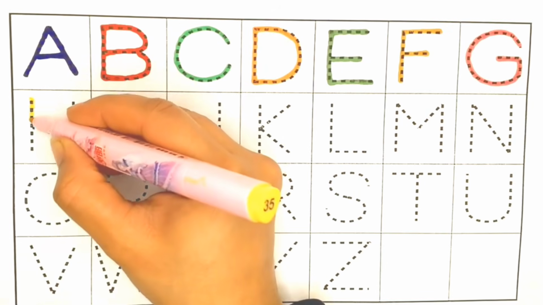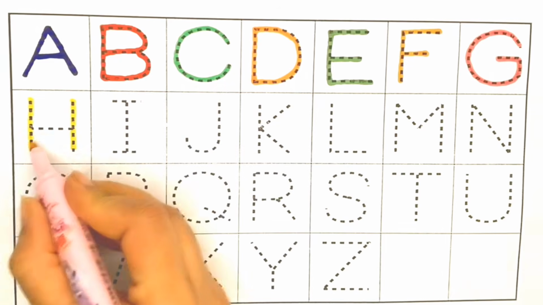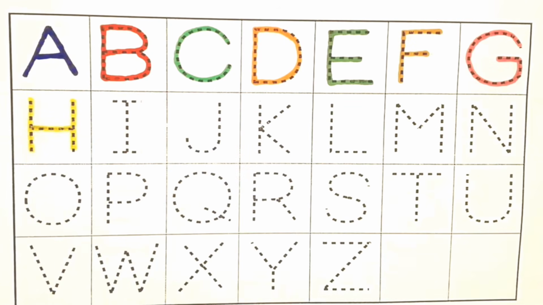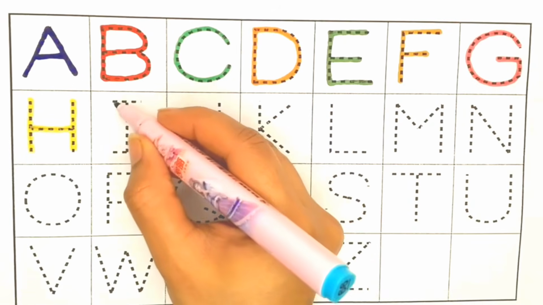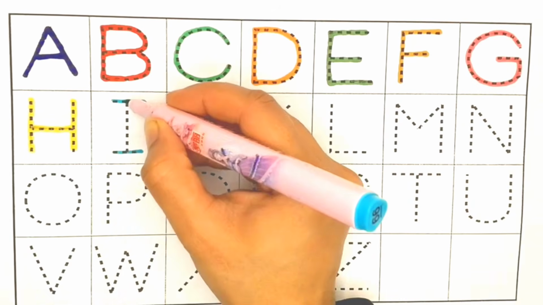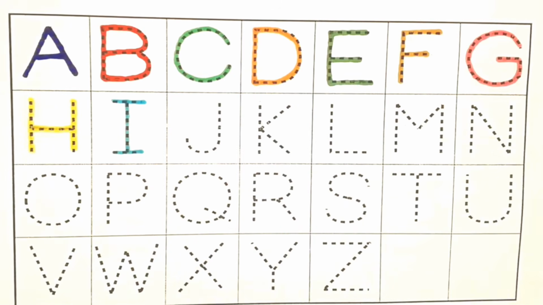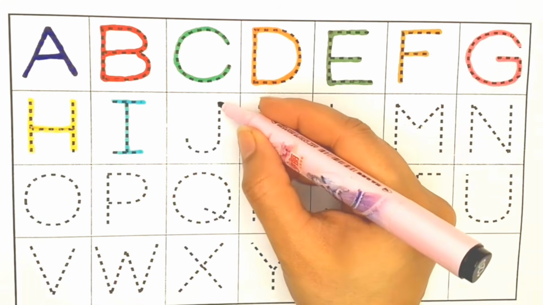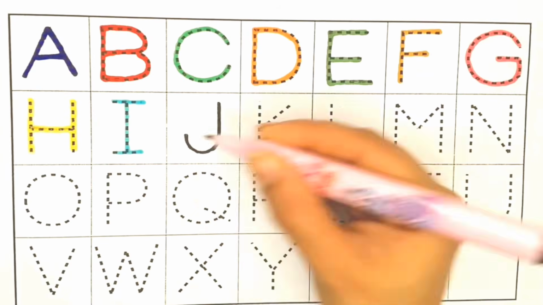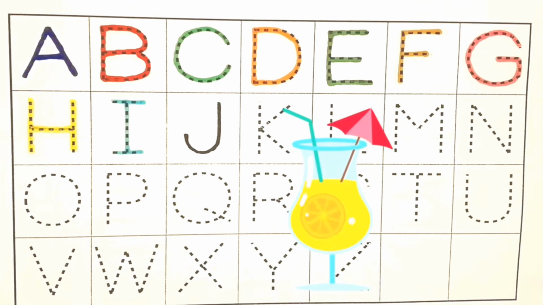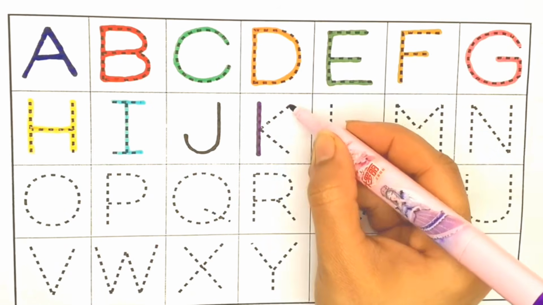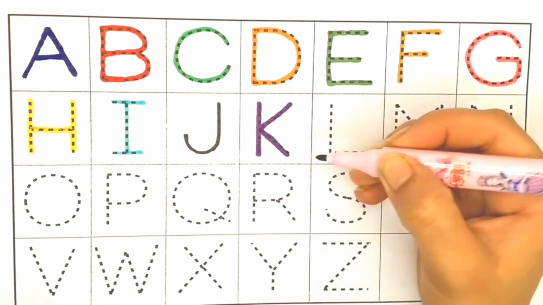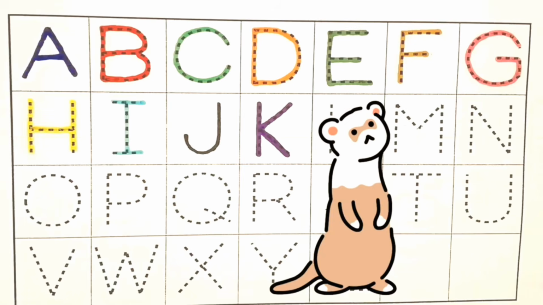H, H for hat. I, I for ice cream. J, J for juice. K, K for kangaroo.